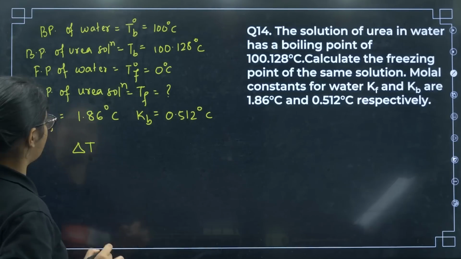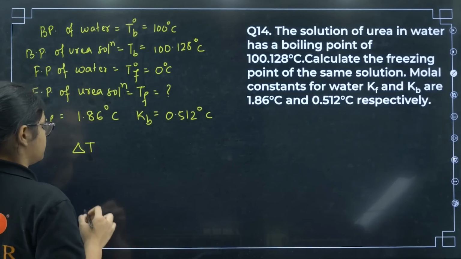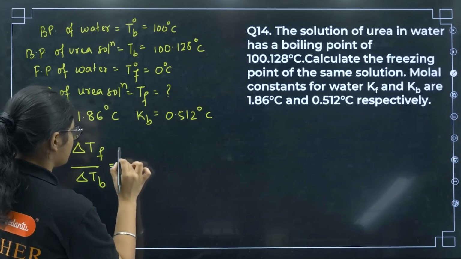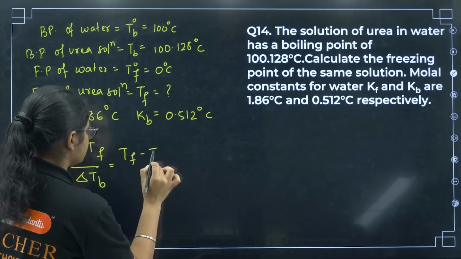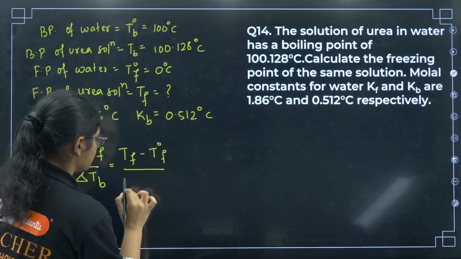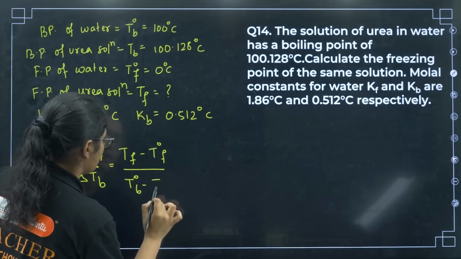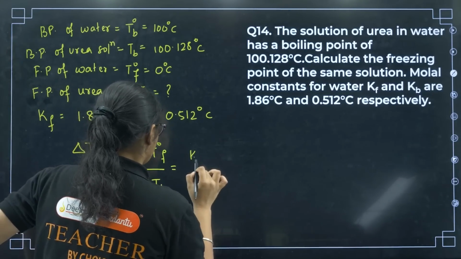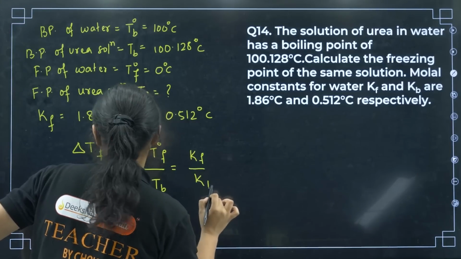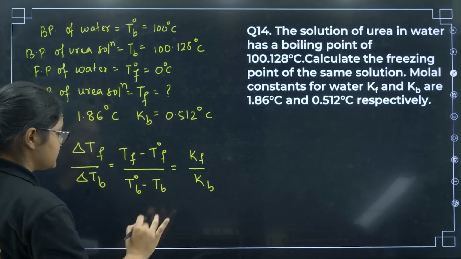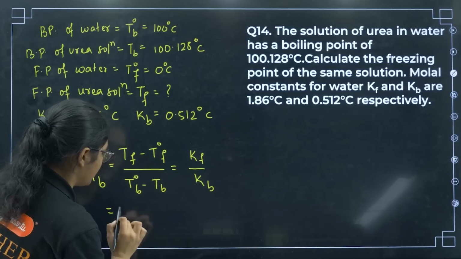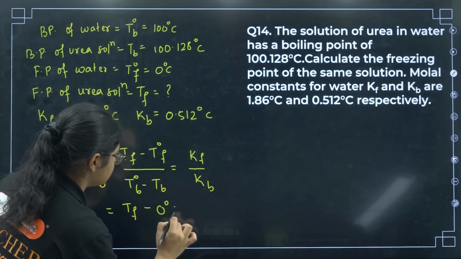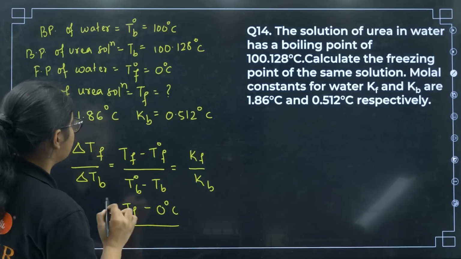Now what do I have to calculate? Freezing point of the solution, right? Delta TF by delta TB is equal to TF minus T naught F, is equal to T naught B minus TB, is equal to KF by KB. Okay, so just substitute all values. So now TF I have to calculate, right? T naught F is 0 degree Celsius divided by TB.